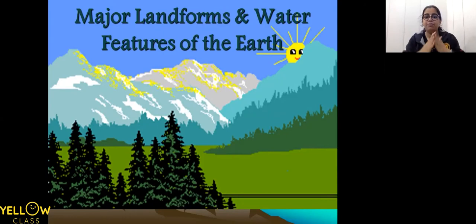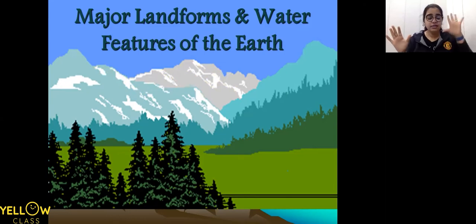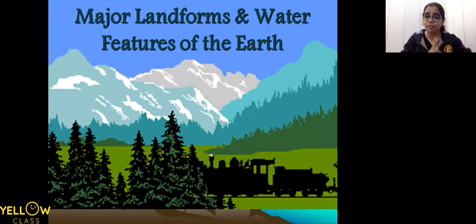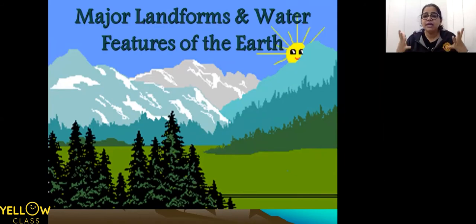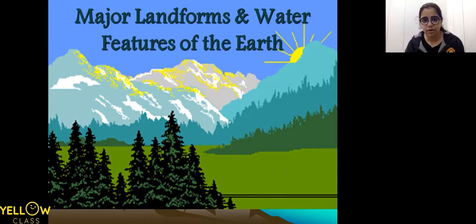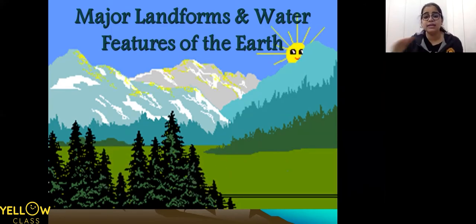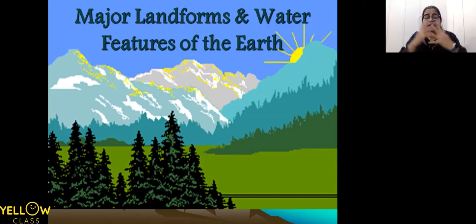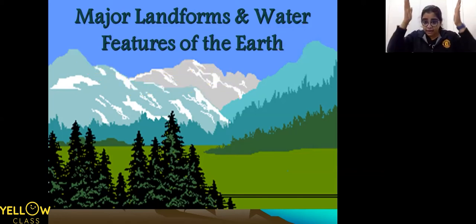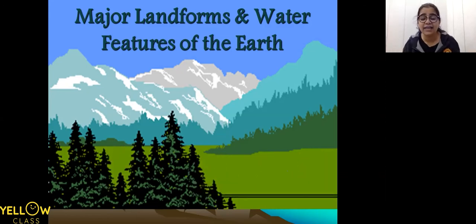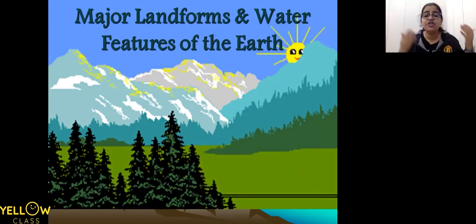Let's break the word into two parts. It's land and form. Land plus form makes a landform. What's a landform? A landform is any structure that you see on the land. Land is earth. The surface of the earth is called land. Any structure which is naturally made on this surface is called a landform. These landforms could differ in their structure, shape, size, color, height, and so on.